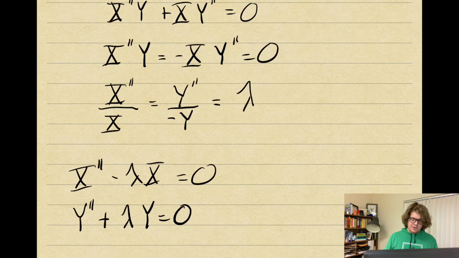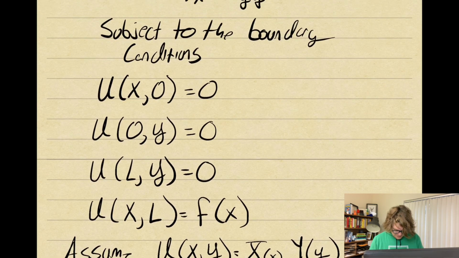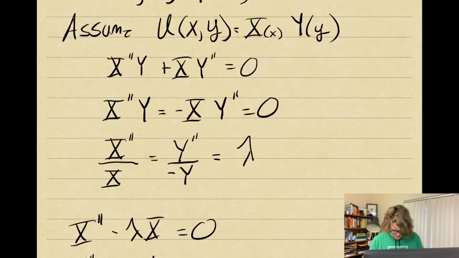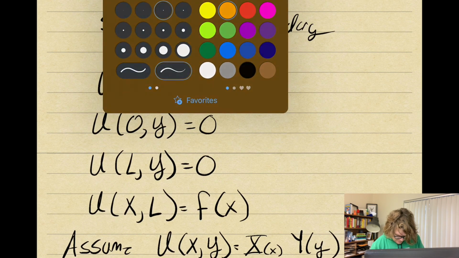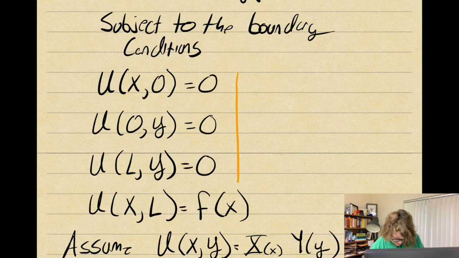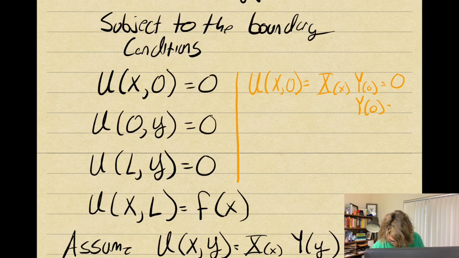So we really want to solve the differential equation with the simplest boundary conditions to apply first, and then we'll apply the remaining boundary conditions to our other differential equation if we can do that. So let's take a look at what our boundary conditions are. u of x0 was equal to 0. After we apply our assumption of what the solution looks like, this says u of x0 is X of x times Y of 0 equals 0. So this tells me that Y of 0 should be 0.